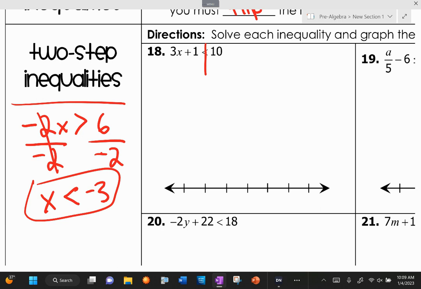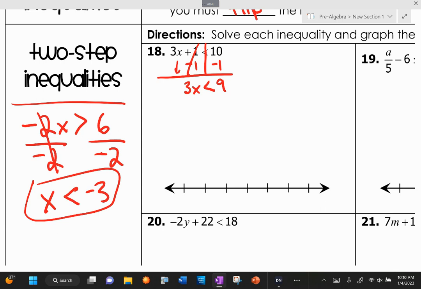Multiplication and addition. So we need to do PEMDAS backwards to undo these. Okay, so how do we move the 1? Yep, subtract 1 from both sides. It's going to cancel out the 1's. Give us 3x is less than 9 for 10 minus 1.